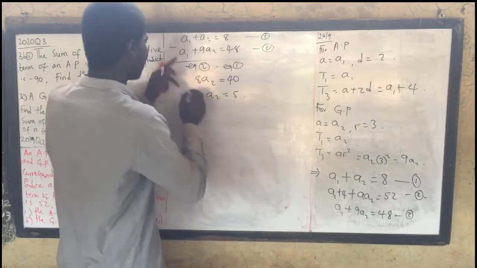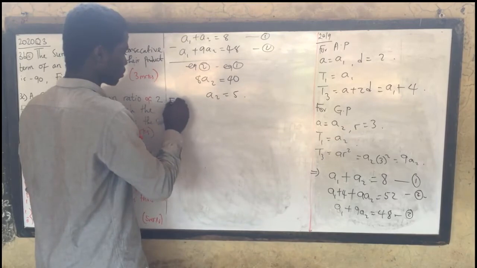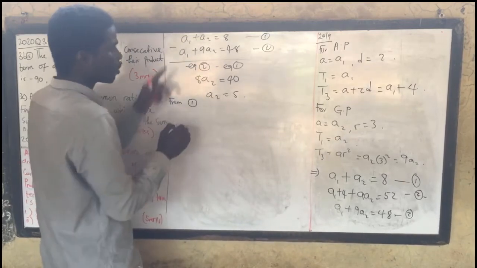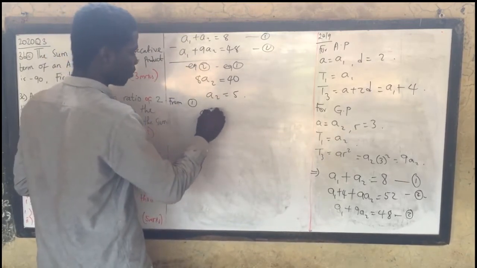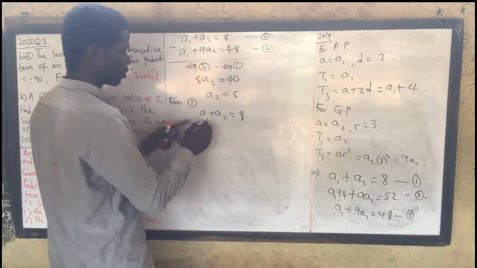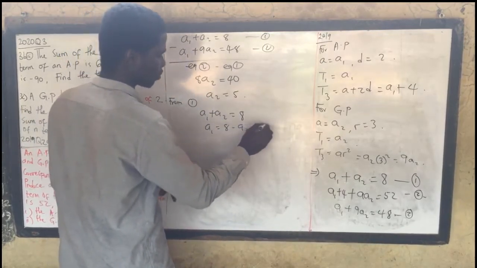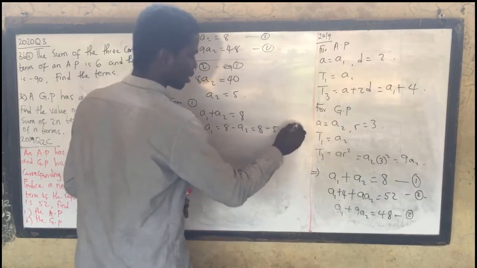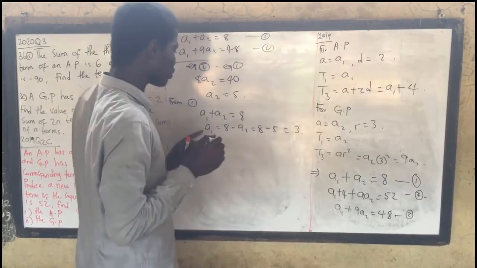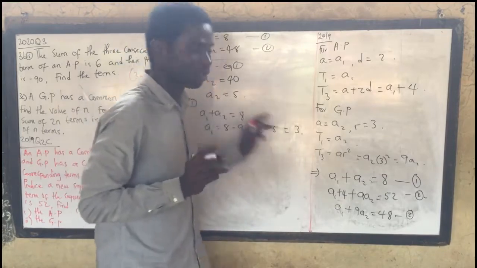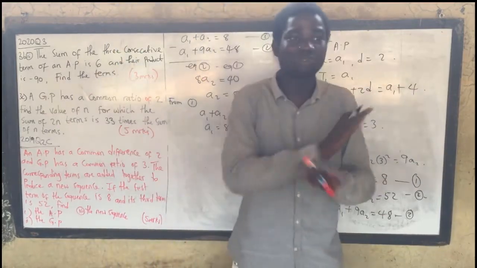So from equation 1, don't forget I have A1 plus A2 is equal to 8. So A1 is equal to 8 minus A2. And what is A2? I've gotten A2 to be 5. So that means A1 is 3. So I've gotten A1 to be 3 and A2 to be 5. In fact, I'm done with the question.